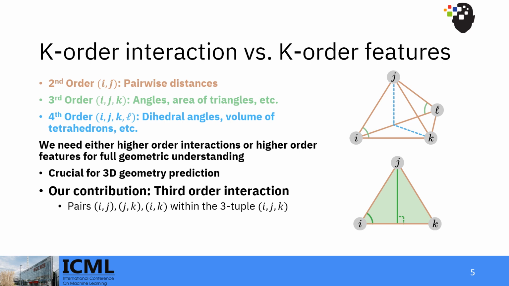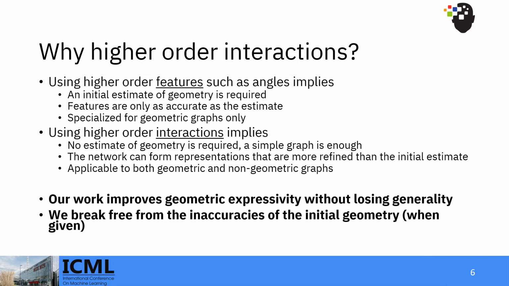So why do we resort to third-order interactions rather than using third-order features like angles directly? We have to remember that these features are derived from the input geometry. So if we do not have a good input estimation, we cannot predict the true geometry. This means that we will always need an initial estimation. On the other hand, using third-order interactions allows us to use a simple graph as input while directly predicting the geometry from scratch, no initial estimation required.